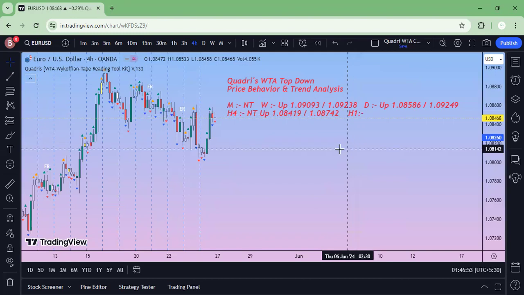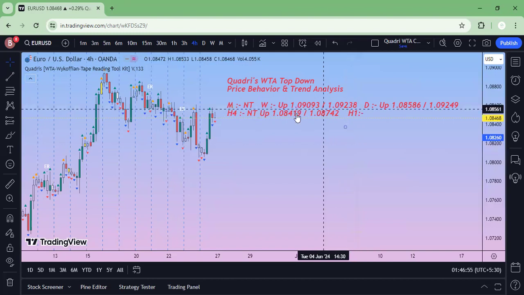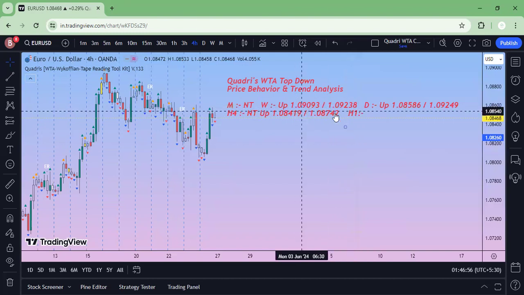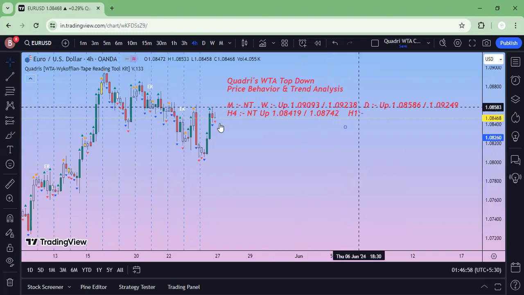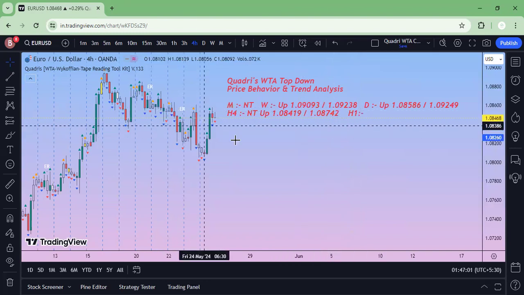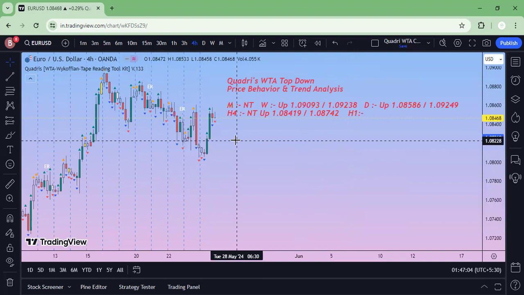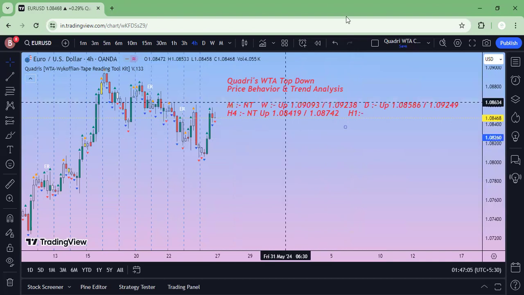So bye bye from my end. Look for these particular levels. If you see anything holding up or below or above this level, then that means what we have discussed holds some importance. Bye bye.